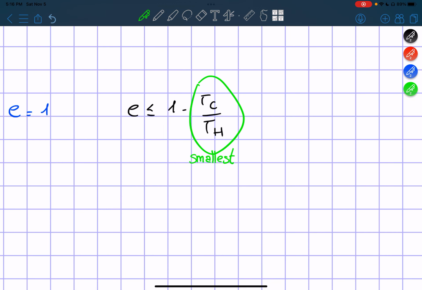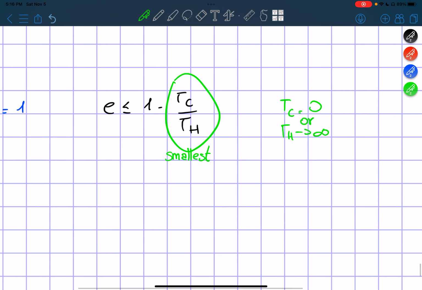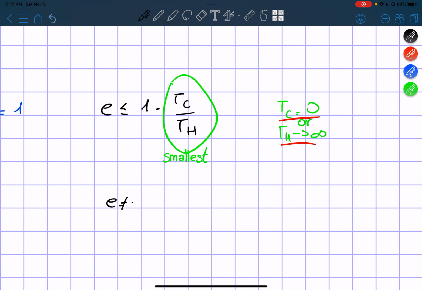In order to do this, it means that T cold has to be equal to 0, or T hot has to approach infinity. We have an or over here. Now, of course, this is not actually achievable because we don't have an infinite temperature or a temperature equal to 0. That would mean that there's no actual mass, and therefore we have an efficiency that is never going to be equal to 1. We're never going to have a perfectly efficient engine.